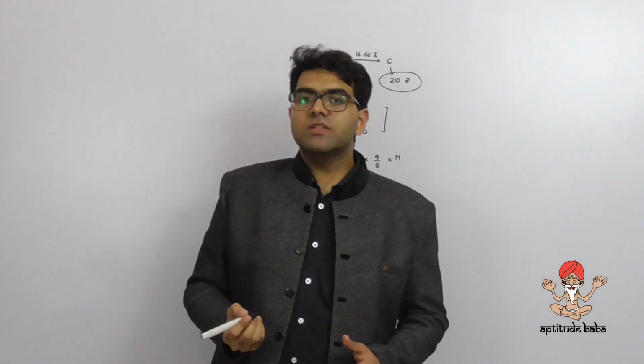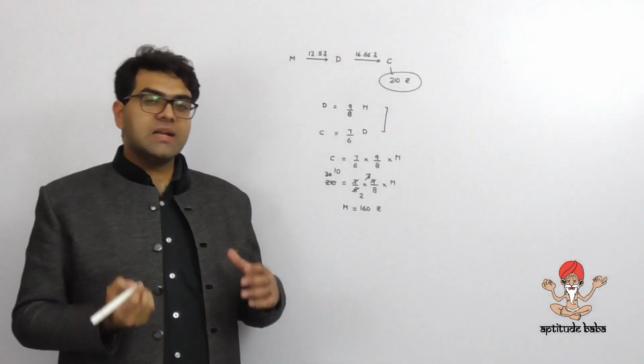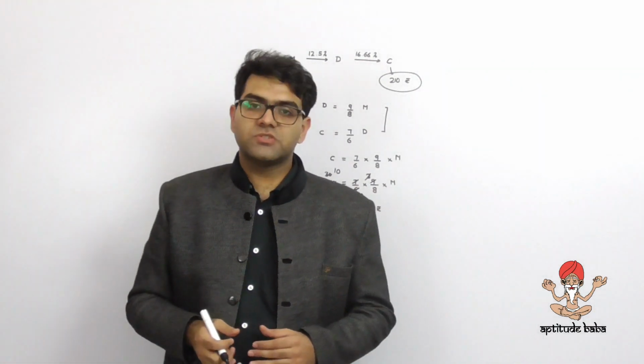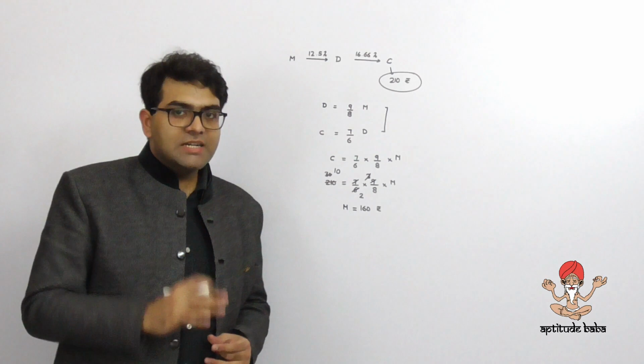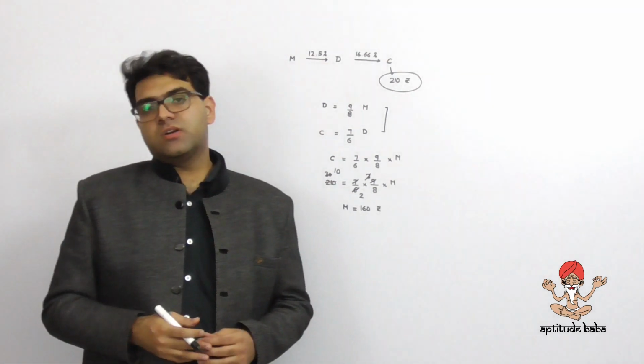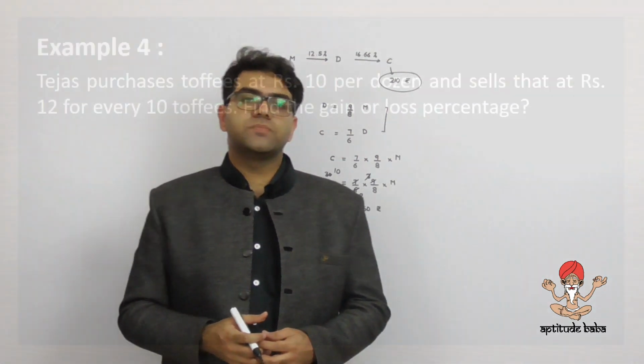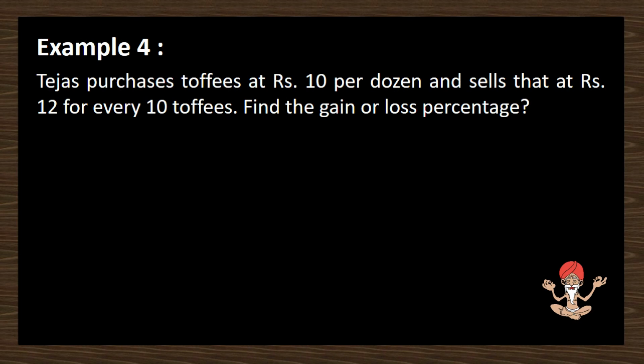I assume everyone is understanding this question and the concept is pretty easy for all of us to handle. Now let us increase the level of difficulty. Let's try another example. Tejas purchases toffees at rupees 10 per dozen and sells them at rupees 12 for every 10 toffees. Find his gain or loss percentage.